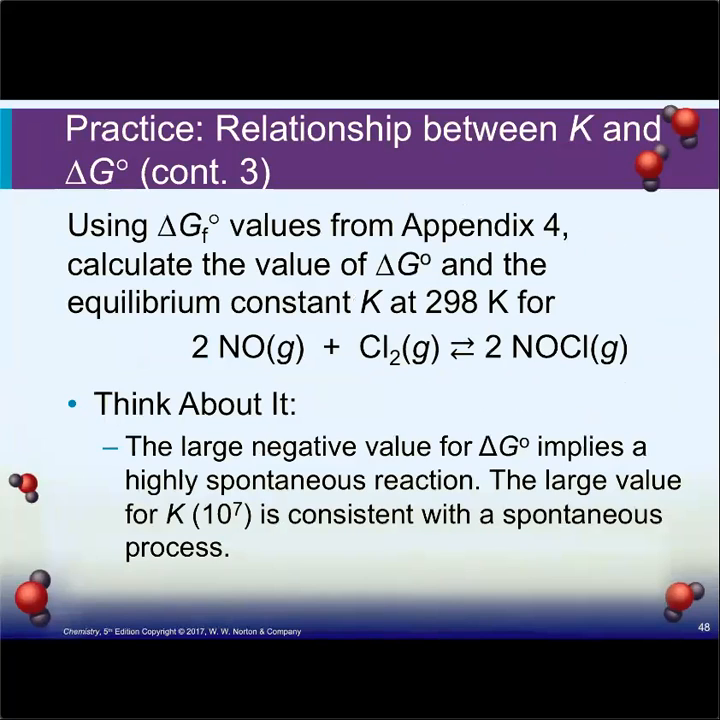So a large negative value of ΔG implies that there is going to be a large value of K.